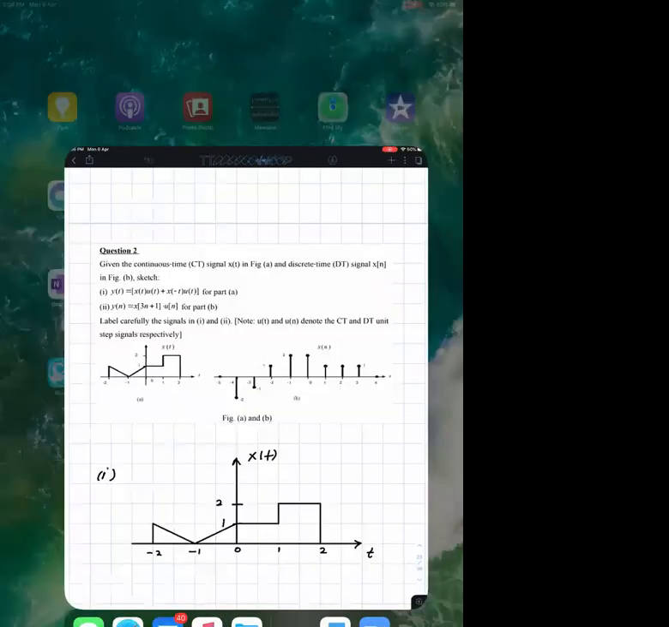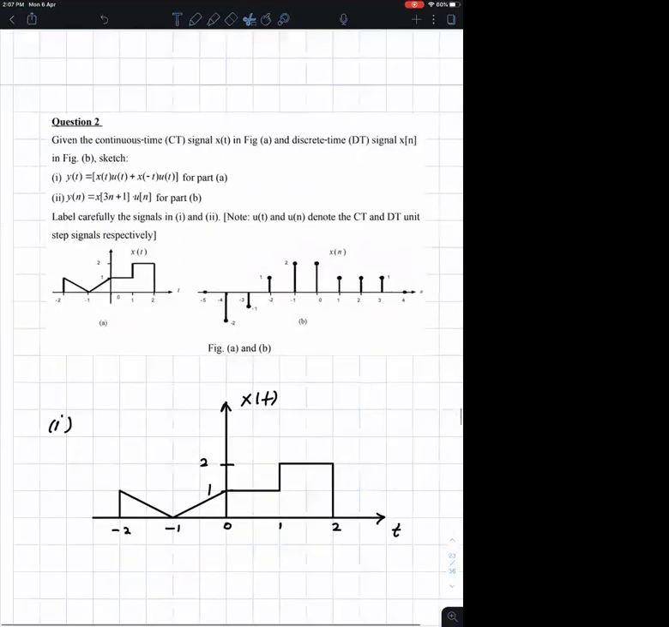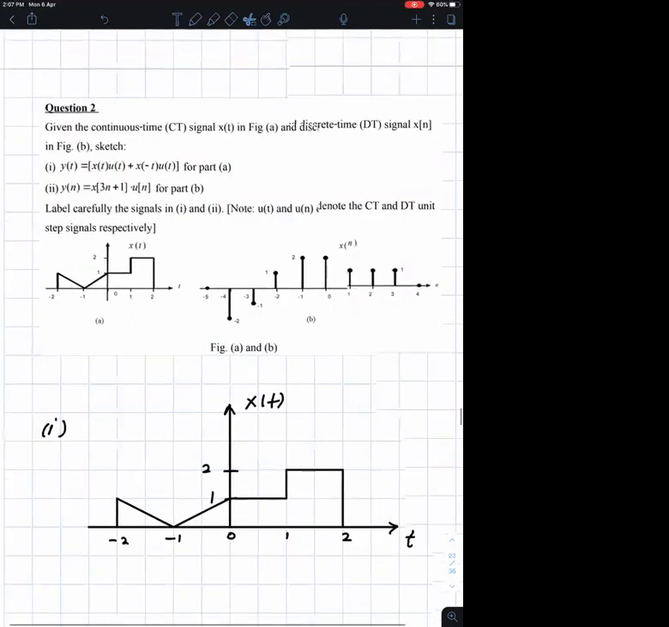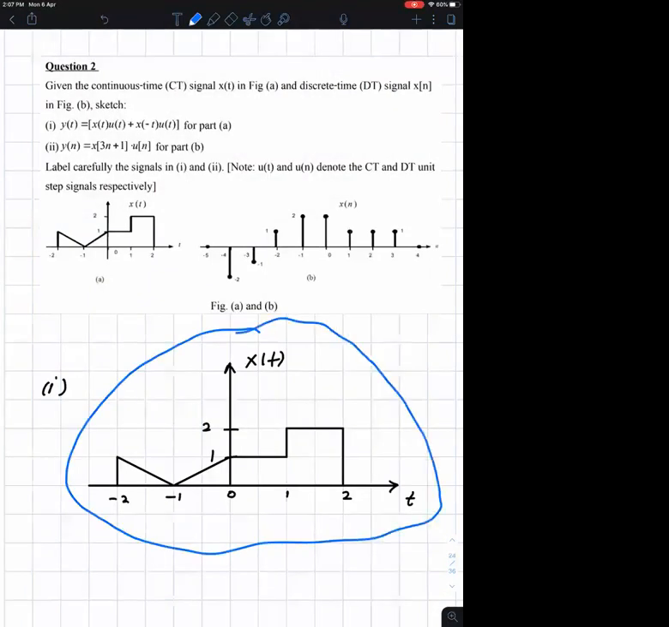Okay. So given continuous CT signal x(t) in figure A and discrete time signal x[n] in figure B, sketch one. You want to sketch this. You're given x(t), so this is what you're given. Right here, same thing I have redrawn here.